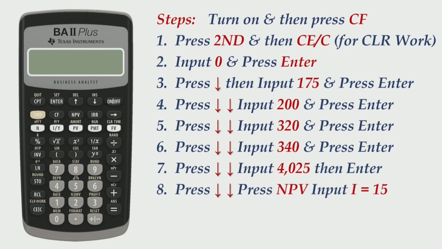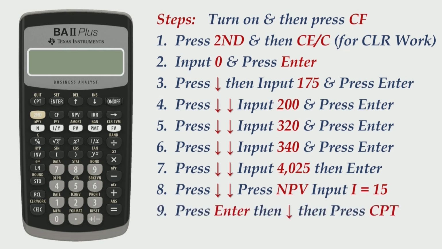Thereafter press downward arrow key twice, 1 and 2, then press NPV and it will demand the input for interest rate. So I by Y you input as 15, then press enter, then downward arrow key once and then press CPT, and your result appearing on screen will be NPV equals to 2709.34. So please write up all these steps and then I take you ahead.